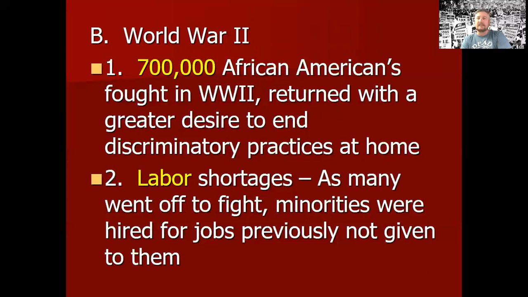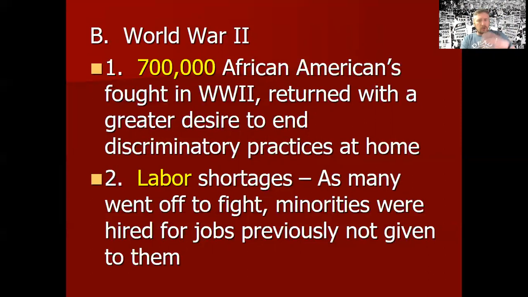And it's not as if the light bulb went off, but many of them knew that the situation back at home was not one of equality or freedom, of course. But this just made it even more obvious. And so you do have these almost million men strong that return back to social life. There is this great desire among veterans to help end those discriminatory practices.